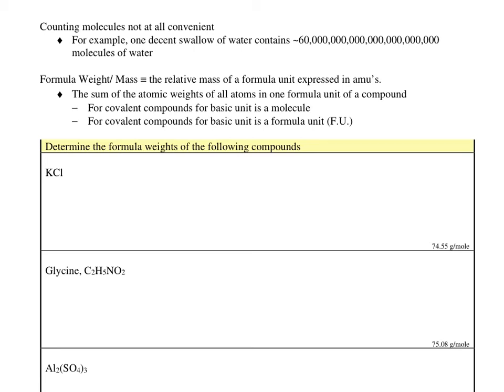We're going to practice determining the formula weights of various compounds. The formula weight is the sum of the atomic weight of all the atoms in one unit. It can be very simple.